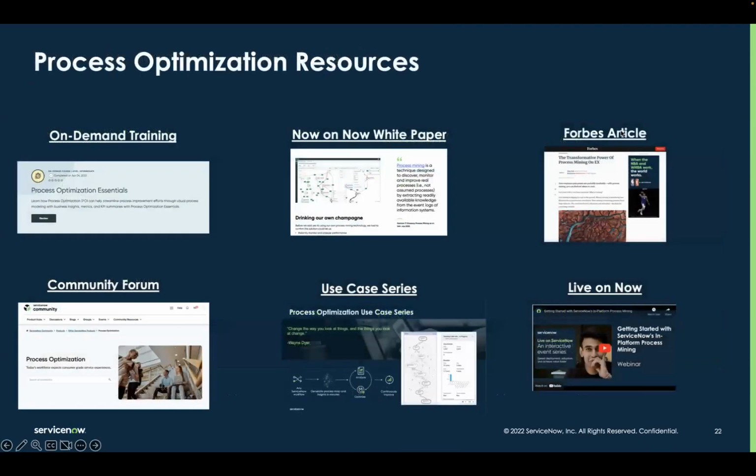All right, some additional resources that are out there. On-demand training: there's a Now Learning course for process optimization called Process Optimization Essentials. It's 90 minutes self-paced, but you can do it in 45 if you double time it. There's a great Now on Now white paper: we've applied process optimization to about 40 processes here at ServiceNow and have some great findings and results, some of which are documented in this white paper. There's also a good Forbes article written by our SVP of Analytics, Vijay Kotu, who is one of the biggest process mining fans I've ever met in my life. I didn't know anybody could care about process mining that much, but he does.